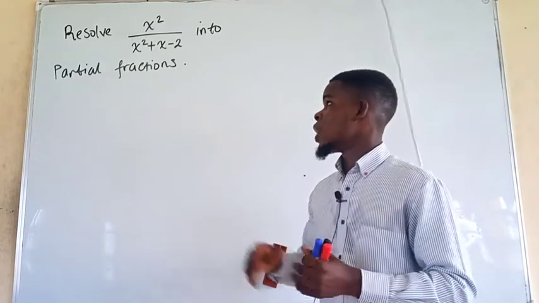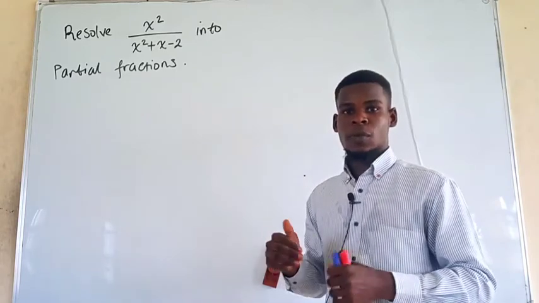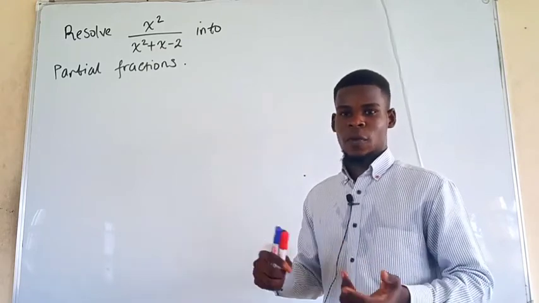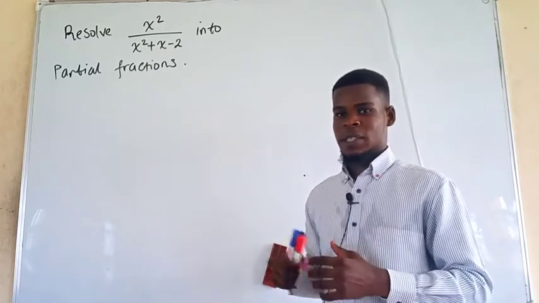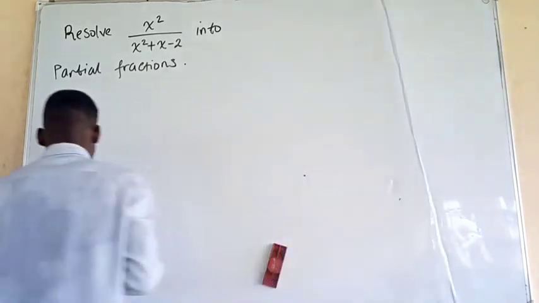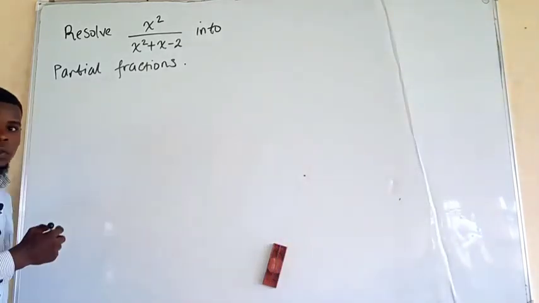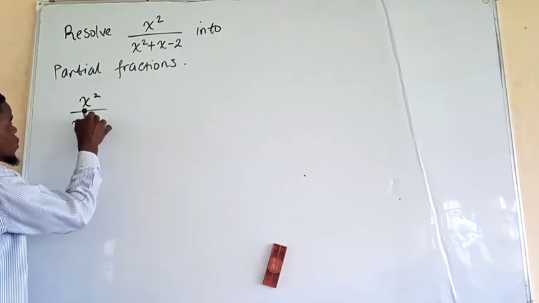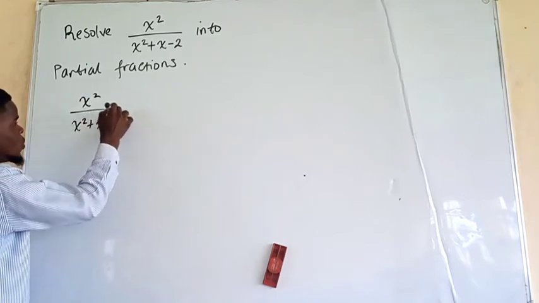Okay, great. So to actually resolve this into partial fractions, we need to first of all make it a proper fraction. Then we go ahead and see if we can resolve the other part. Now this is what we will do. Let's first of all put that down. We have x squared over x squared plus x minus 2.